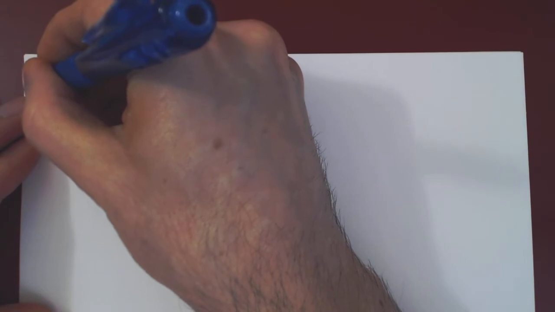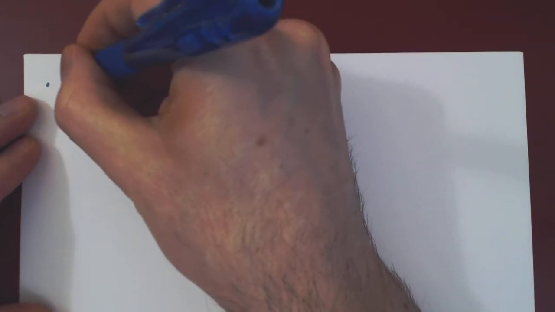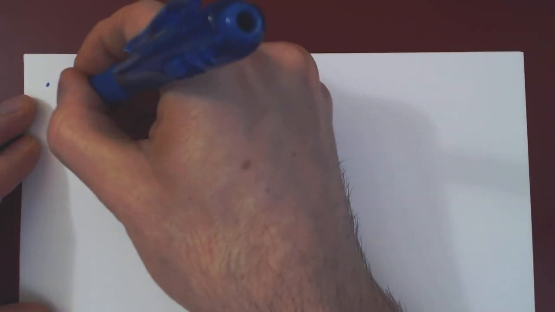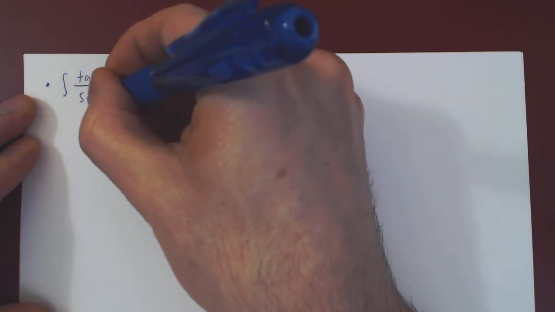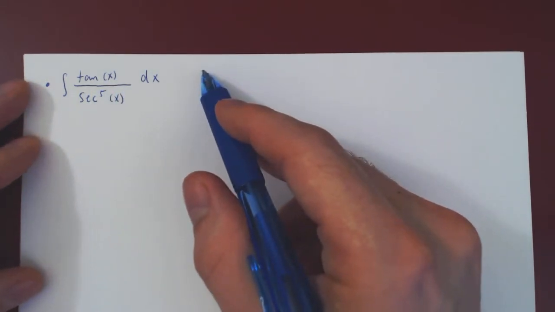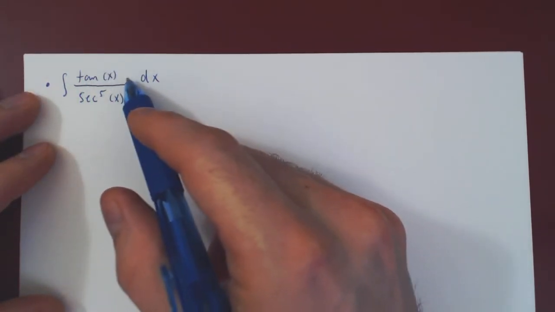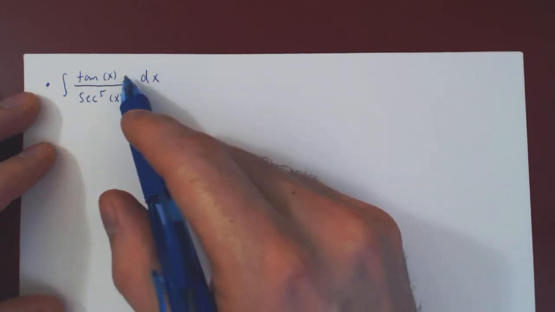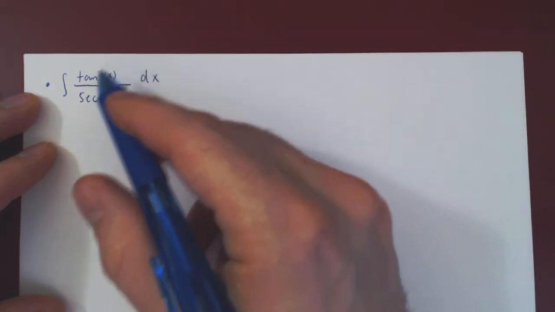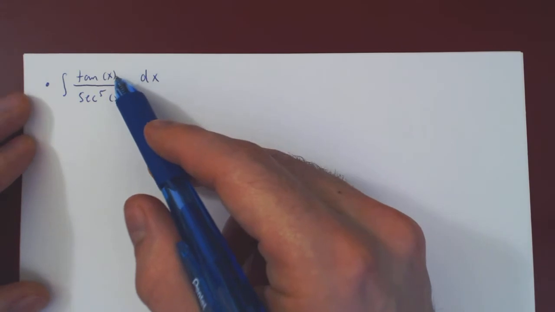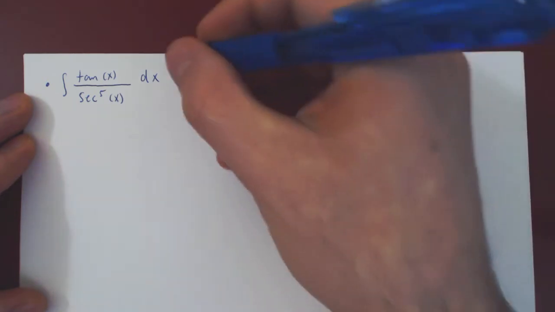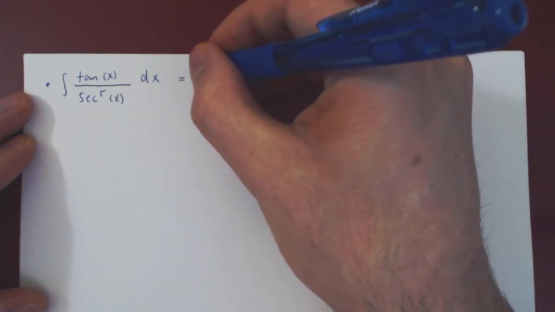So suppose we ask first to integrate tangent of x over secant to the 5 of x. Can we factor a secant squared? Well, the answer is no, there's no secant on top. Can we factor a secant tangent? There's no secant on top. And here, I'll show you at the end, we could do something a little devious, but for now we'll just say there's no secant squared on top, so we can't do it, and there's no secant tangent, so we can't do it. So let's just try to convert everything in terms of sines and cosines.